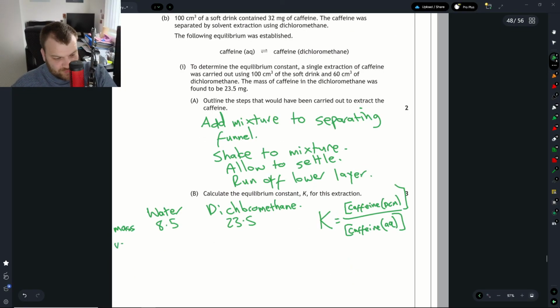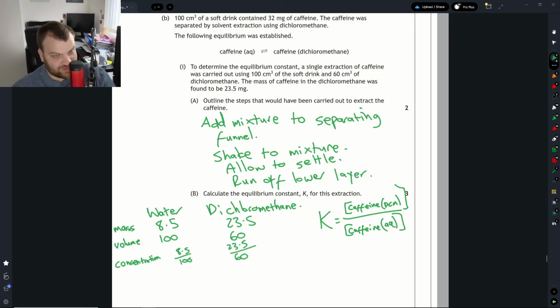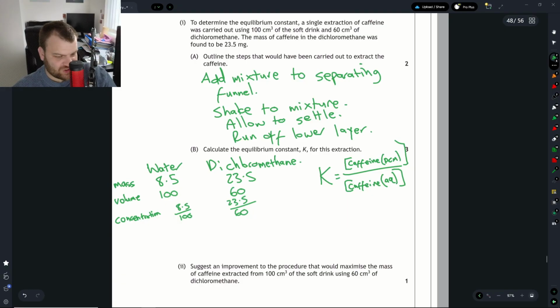Because we have different volumes involved, we have to take them into account. The volume of water is 100, that's a soft drink, and then 60 for the dichloromethane. The concentration will be the mass divided by the volume: 8.5 over 100 and 23.5 over 60. I'm not using moles over GFM because they're both caffeine. If we divided them both by GFM, they're still going to be in the same proportions. So I'm just going to use the concentration as grams per centimetre cubed in this case.